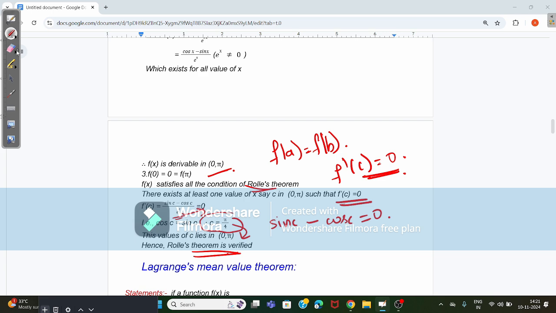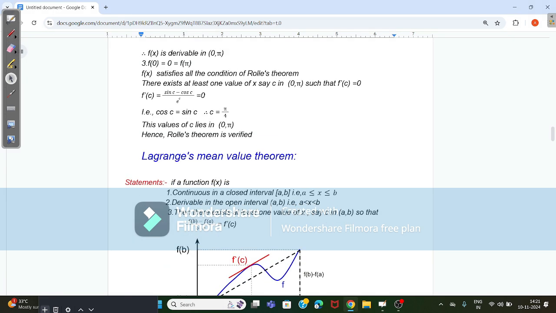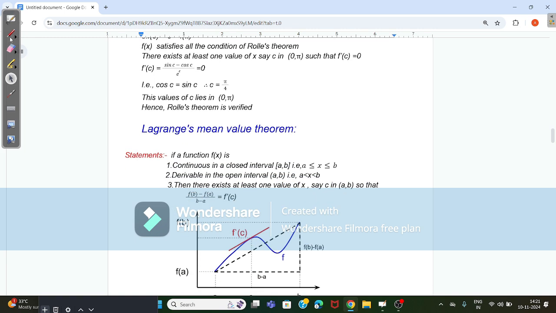Okay, now comes the next topic, Lagrange's mean value theorem. In this, if a function f of x is continuous in the closed interval a to b, derivable in the open interval a to b, then there exists at least one value of x, say c, such that f of b minus f of a by b minus a is equal to f dash of c.